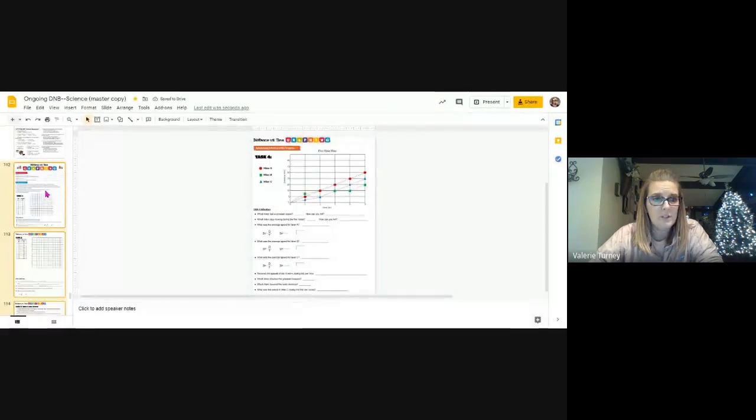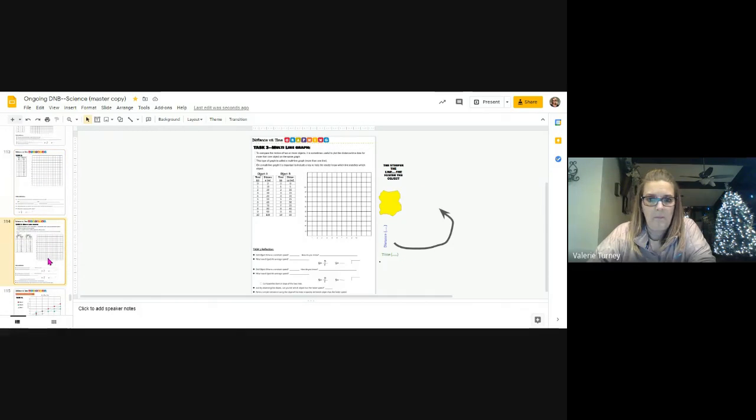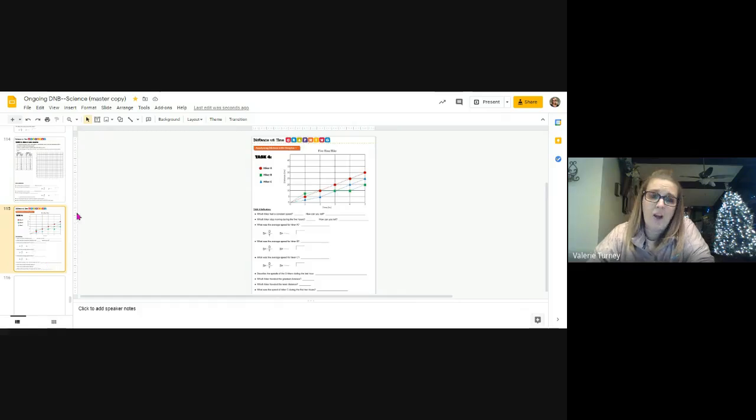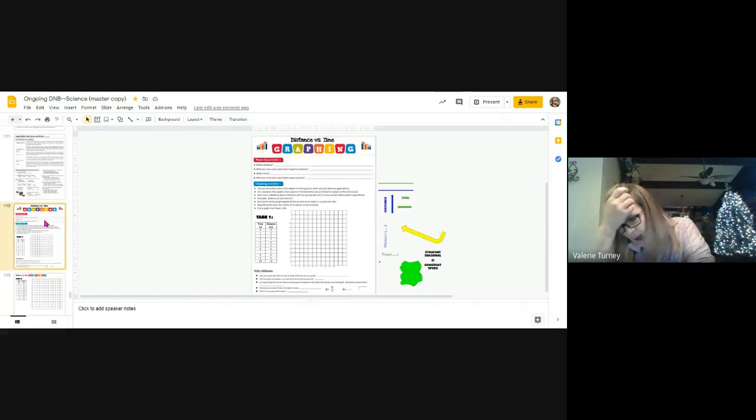All right, so this is what it looks like. It is 4 pages. Distance versus time graphing. There's this page here, here, here, and there. Now, I could have condensed this quite a bit, probably to 2 pages, but I would have had to make the graphs really small, and I did not want to do that, so I decided to go ahead and just leave it as 4 pages. All right, so we're going to get started.